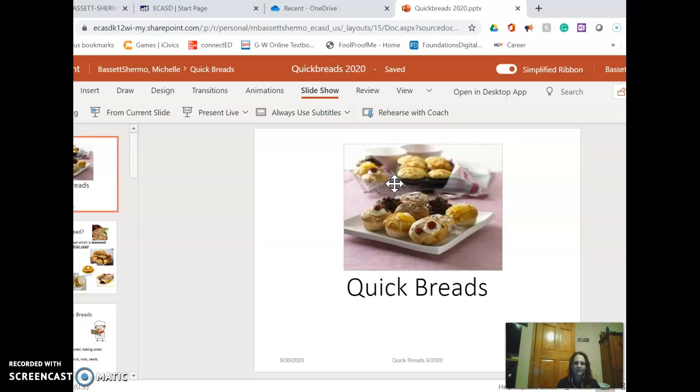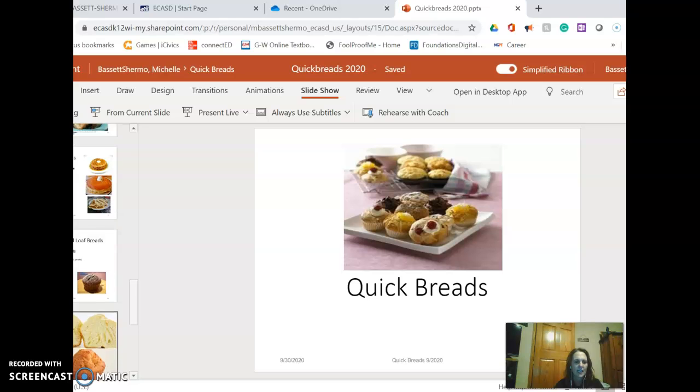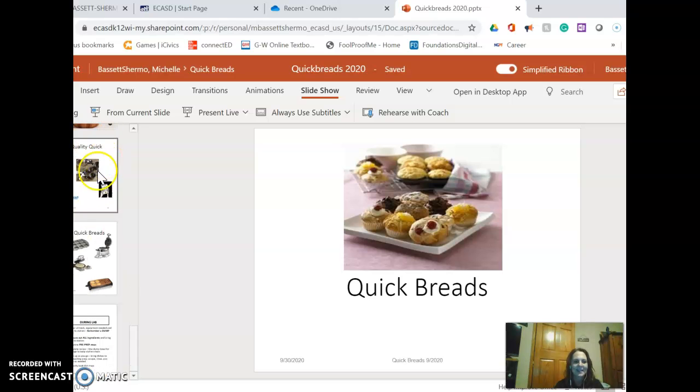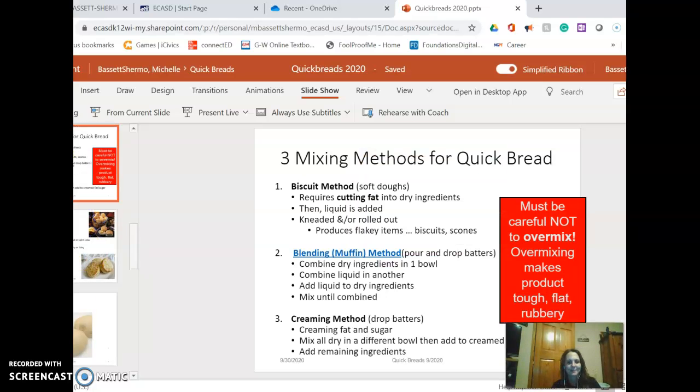The two most common leavening agents are baking powder and baking soda. Remember, there's the 3 mixing methods: the blending, the creaming, and the muffin method. You need to know those. And the biscuit method, excuse me, sorry about that. The biscuit, the blending, and the creaming method are the 3 methods that you need to know and be able to list the steps to making quick breads.